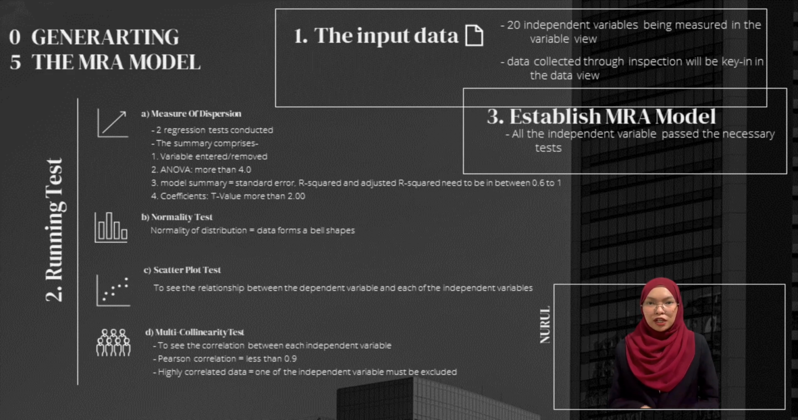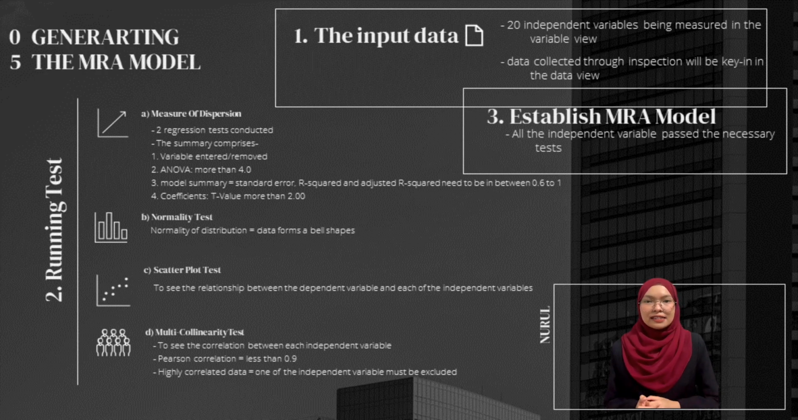In measures of dispersion, two regression tests need to be conducted to filter out all variables that do not meet and pass the indication required, as well as analyzing the remaining variables which are significant. At the end of the test, a summary will be displayed which consists of variables entered or removed, the ANOVA test which should be more than 4, the model summary which consists of standard error, R-squared and adjusted R-squared which need to be between 0.6 to 1, and the coefficients where the t-value should be more than 2.